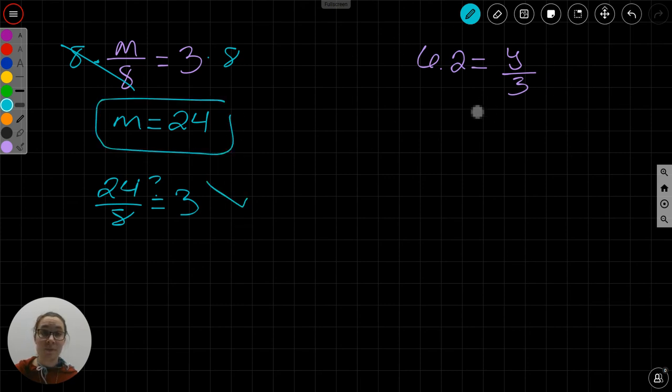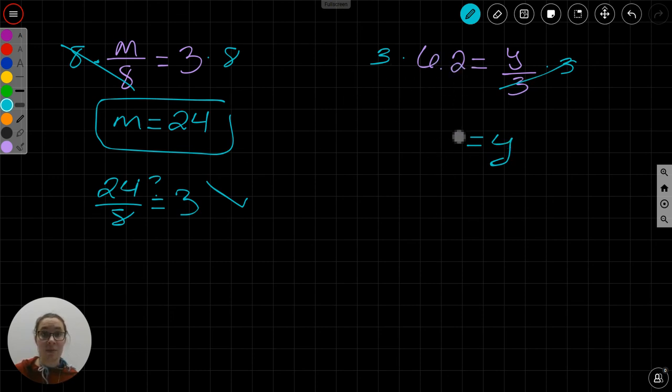Let's do this one over here. 6.2 equals y divided by 3. We want to get this y by itself, so we need to undo what's being done to it. What's being done to this y? Well, it's being divided by 3. So in order to undo the division by 3, we need to multiply by 3. So, times 3 to both sides. These two cancel, and now I have y on this side and 6.2 times 3 on this side.